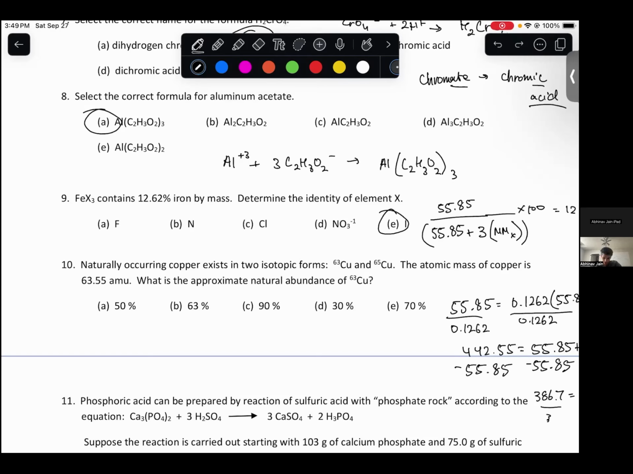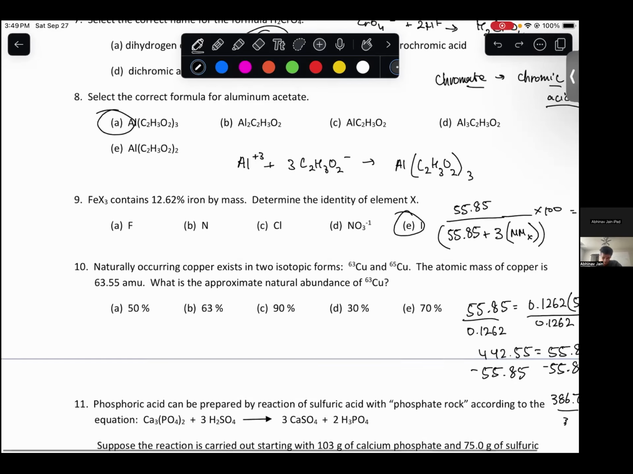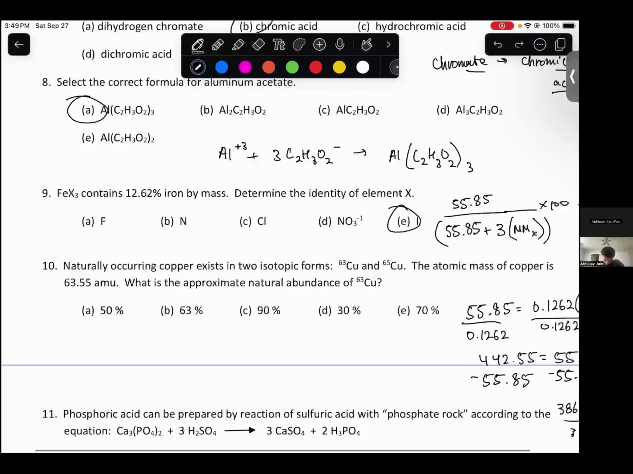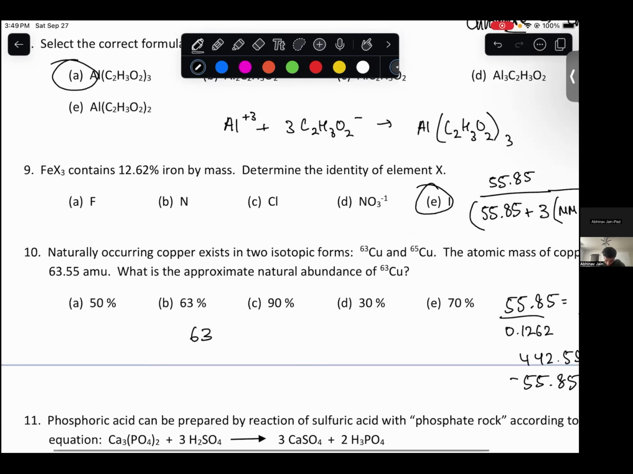Naturally occurring copper exists in two isotopic forms. The atomic mass of copper is that. What is the approximate natural abundance of copper 63? So for this problem, we know that the mass of one isotope, so 63 for copper 63, times its abundance, we can call it X. Call it 63 times X plus the mass of copper 65 times the abundance of it. That's going to equal the molar mass of copper. So 63.55, or atomic mass, 63.55 AMU.